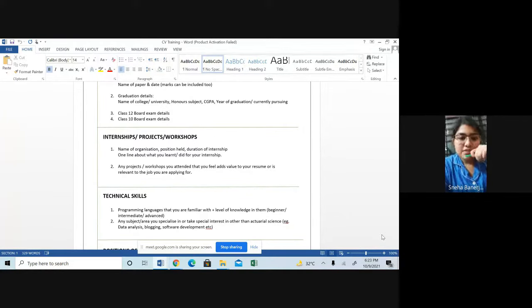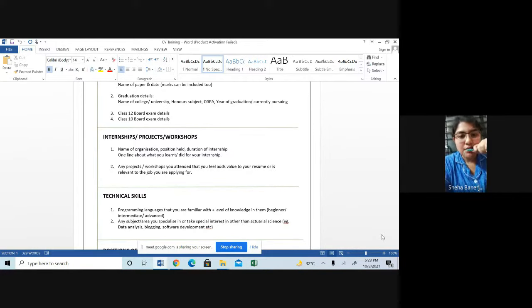Another thing that I think here is that I've seen a lot of people write statistics or economics or basically subjects as technical skills. And I would say don't do that, because a subject that you're familiar with is not a skill. It's a subject that you have knowledge of. So don't put that under technical skills. That does not create a very good impression.